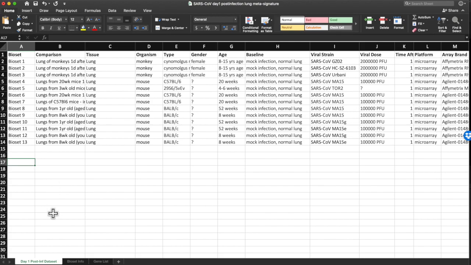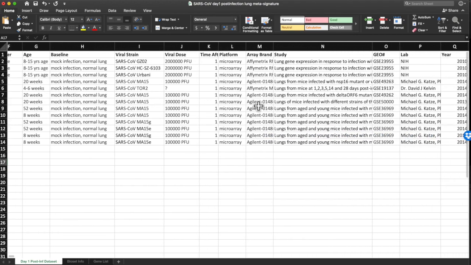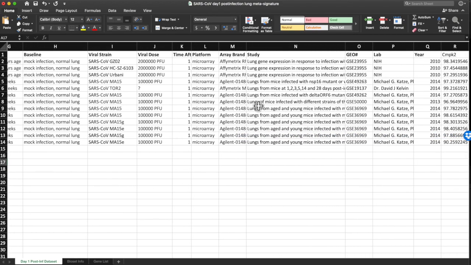I am starting off with the first tab of the Excel file labeled SARS-CoV Day 1 post-infection lung metasignature, which contains all the sample information and metadata for this time point. The individual SARS-CoV animal studies are given on the rows, while the variables are in the columns. Columns A through Q are all the experimental variables.